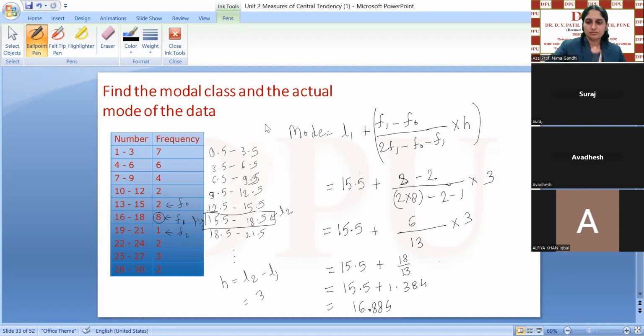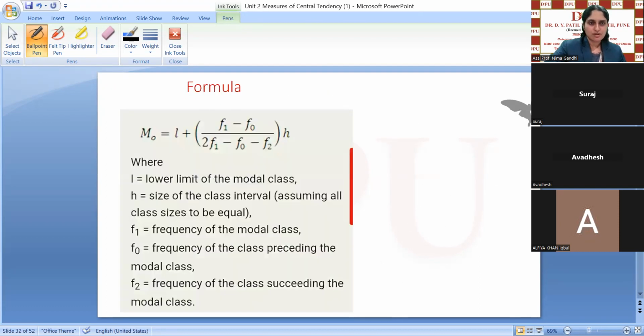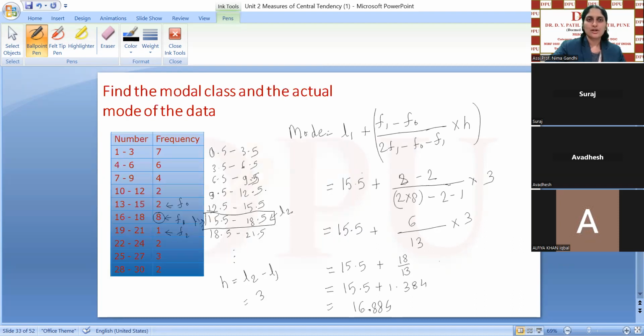So what is this? F1 is the frequency of the model class. F0 is the frequency of the class preceding the model class. F2 is the frequency of the class succeeding the model class. Hope you are clear with your query.